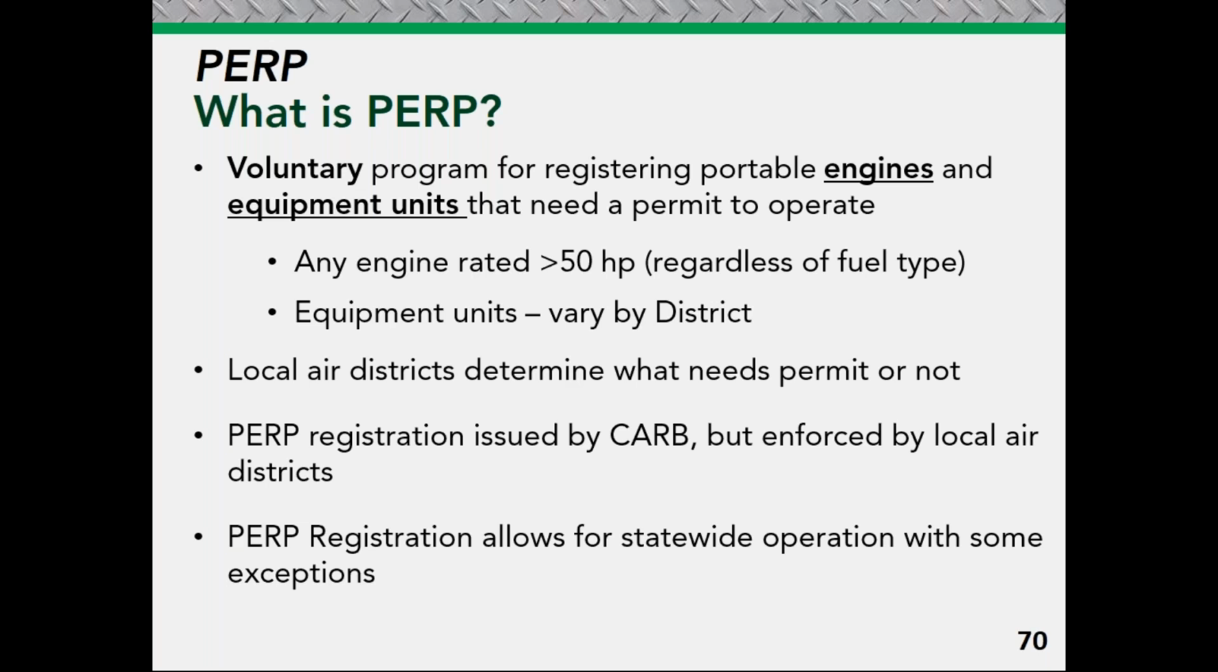Now, equipment unit requirements vary depending upon where you are in the state. Each district has their own determination as to what needs to have a registration or a permit. But let me explain what an equipment unit is first, so you understand why it's a problem. An equipment unit is defined as not an engine, so it cannot have any internal combustion. By definition it has to be portable, so it has to be moving around like a portable engine, but it's not an engine. And an equipment unit has to produce dust, or PM10. So anything you can haul around that is not an engine and produces PM10 can be considered an equipment unit by a local district.